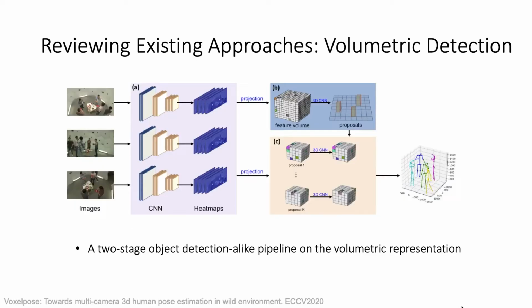The existing works can be viewed as extensions of the single-person methods. The first is VoxelPose. It builds a two-stage object detection-like pipeline on the volumetric representation. So it first estimates the proposals for the center location of each person in the scene. Based on the proposals, it constructs a finer confidence volume for each proposal and integrates this confidence cube to get the 3D pose.